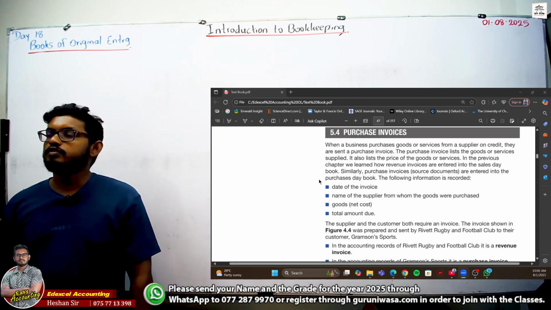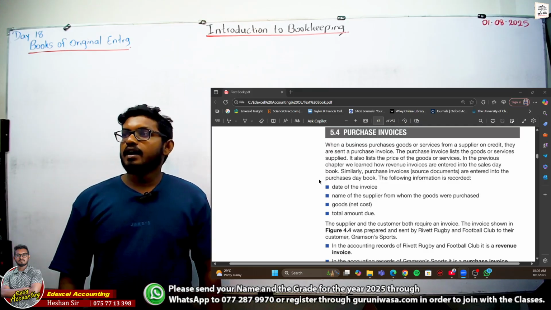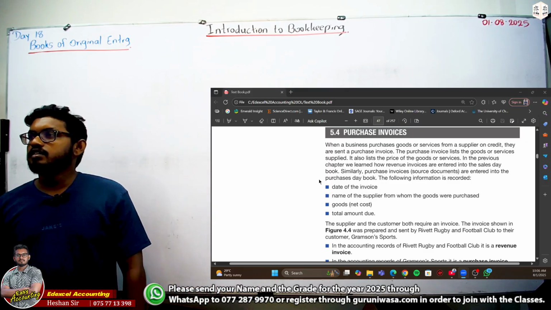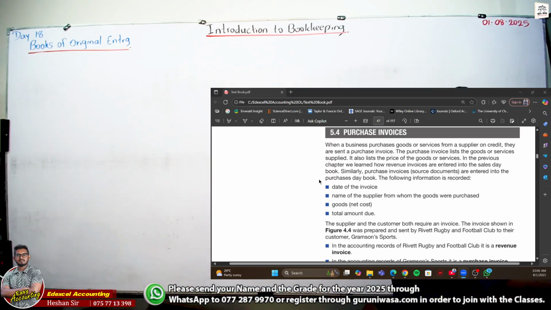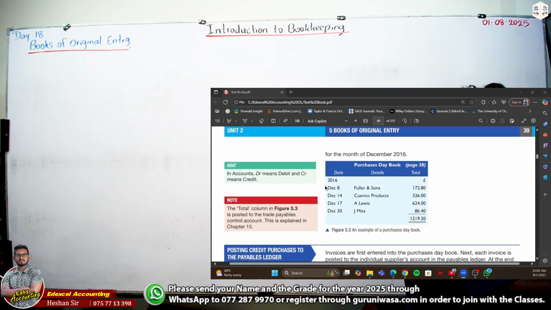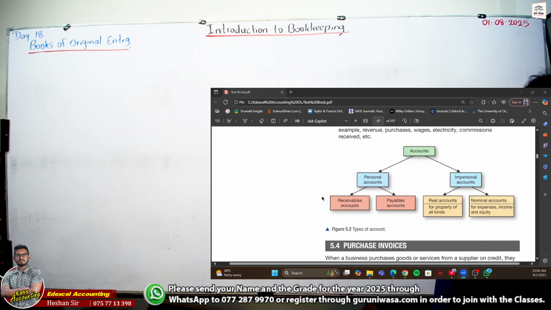The invoice shown in figure 4.4 was prepared and sent by River Rugby and Football Club to their customer, Gramson Sports, right? Figure 4.4.